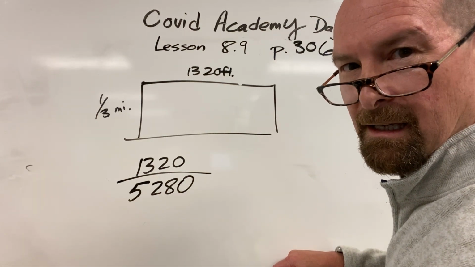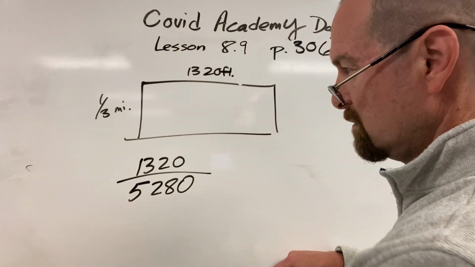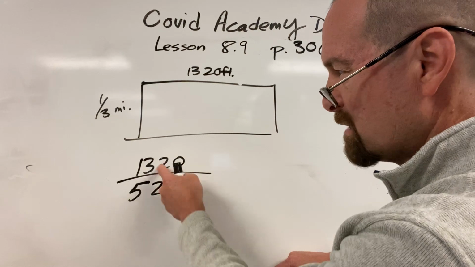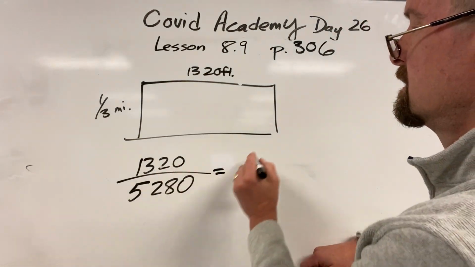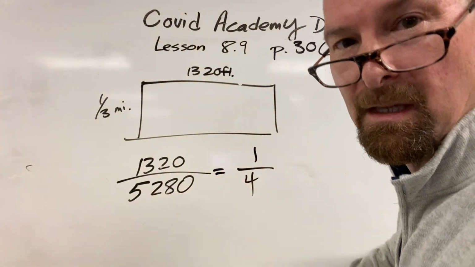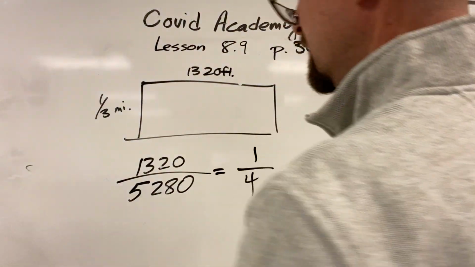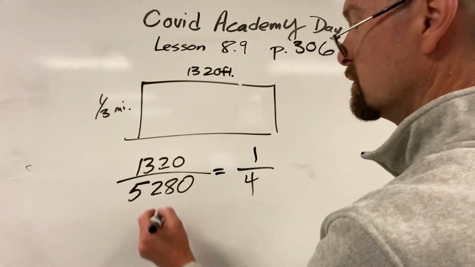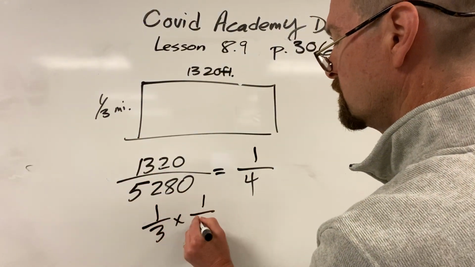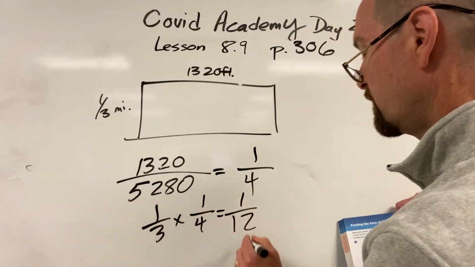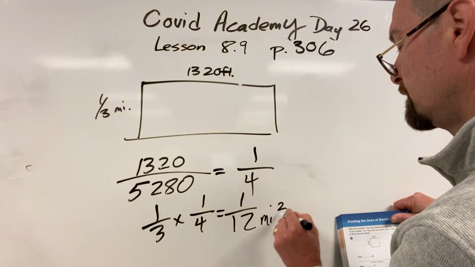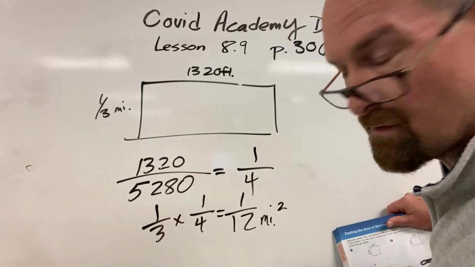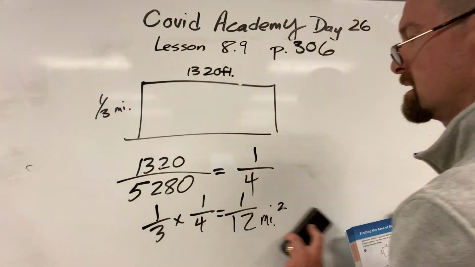This looks really hard, but I'm thinking like this. 13 times 4 is 52. I'm like, oh my gosh, is it? And yes, that fraction is a fourth. They picked an easy fraction for you. But hopefully you got there. Otherwise, this problem would be pretty darn hard. So we do 1/3 times 1/4 equals 1/12 square miles. Don't forget that cute little 2 up there. It's not miles. Miles is a flat, straight distance. This is space, area.